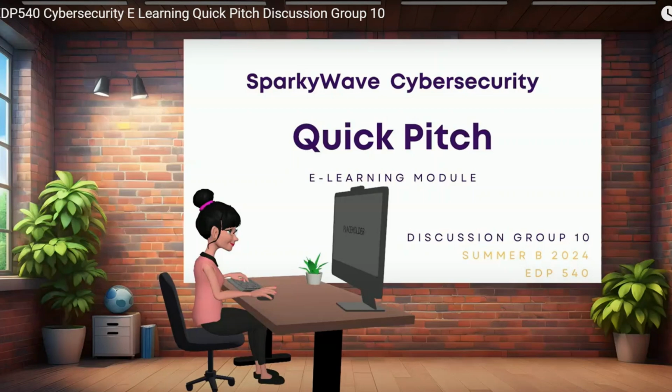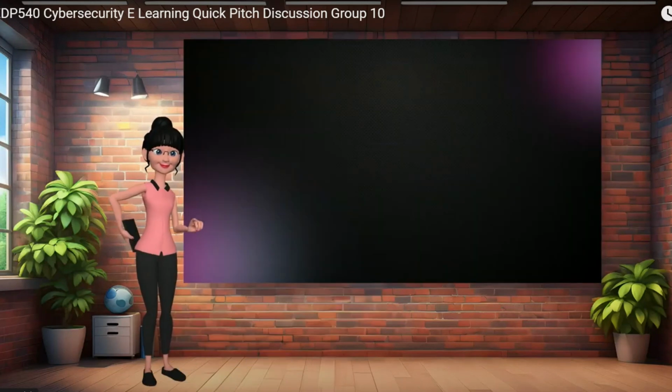For the group project, we developed a quick pitch for a new Sparky Wave cybersecurity remote training. Wide use of generative AI was employed through ChatGPT to assist us in writing a script, creating all of the graphics and animation, as well as voiceover narration for the quick pitch video. Here's a little sample of the video and an introduction to what we did.